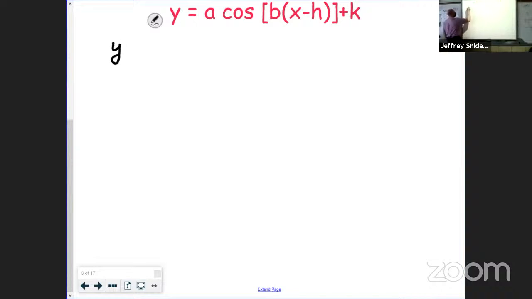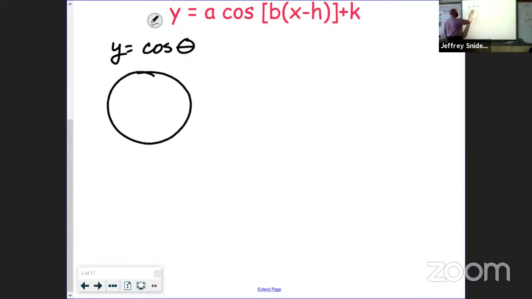So we're going to graph y equals cosine of, and this time I'll just use theta. It doesn't matter what I name the variable. All right. So now when we're doing cosine, let's think about this.